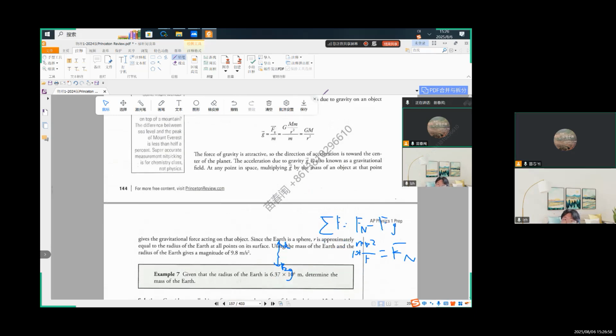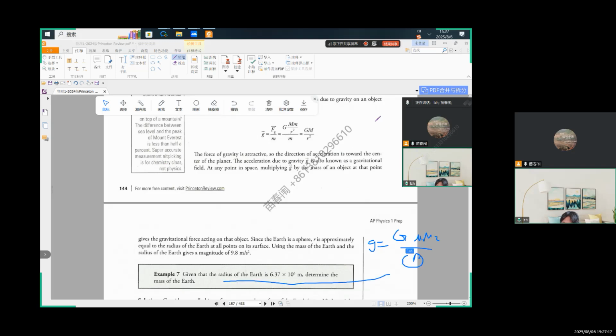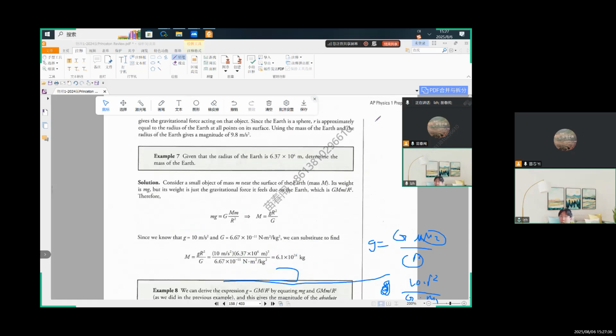Example 7. We have the formula: gravity equals the constant G times m1 m2 over r squared. We put this in. So we're going to turn the mass of the Earth into m2. So it's going to be gravity, so we get 10 times r squared, divided by the universal constant times your mass. Yes, great. Let's see how big that is.